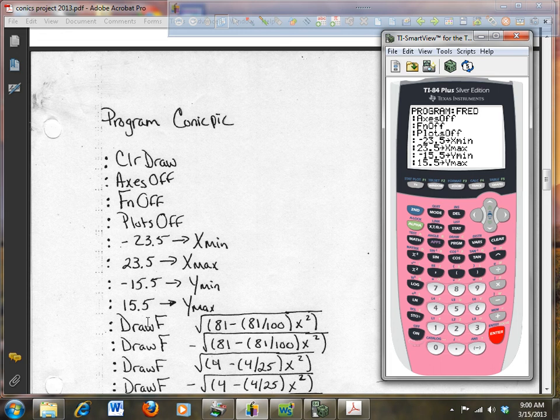So the draw F command is above the program. If you go second draw, what that means is it's going to draw a function. It's not going to plot the points and all that kind of stuff. It's going to draw the actual function. So that's above the program, draw command, and draw F. Okay? And then this looks like the top half of an ellipse.